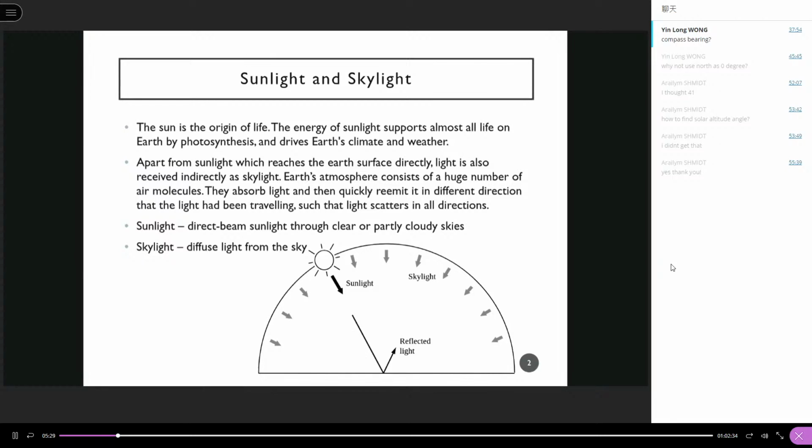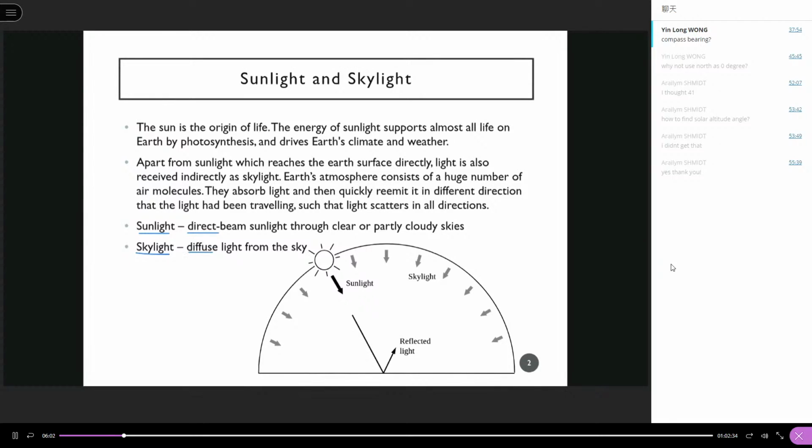Okay, so I want you to understand that natural light may be divided into two portions. The sunlight, which is the light that comes directly from the sun. And we have the skylight, which is the light that comes from the sky. And this skylight is diffuse. So what does it mean by diffuse? Sunlight is direct, and skylight is diffuse.